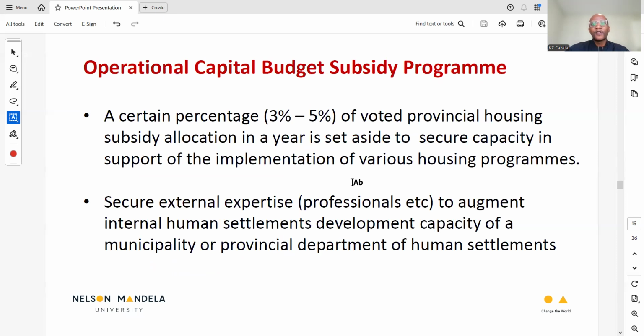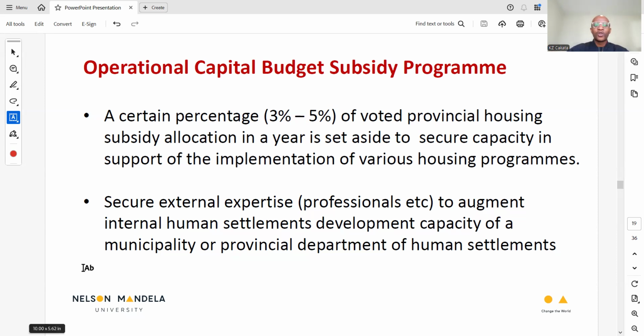And then there's the optional capital budget subsidy. Now, a certain percentage, or 3 to 5% of the provincial housing subsidy allocation in the year, is set aside. This one is not even involved in the end product, but it is to secure capacity. So if there is 100 million in subsidies for the province for that year, about 3 to 5% of that, let's call it 5 million, will be set aside to secure capacity and support the implementation of various programs.